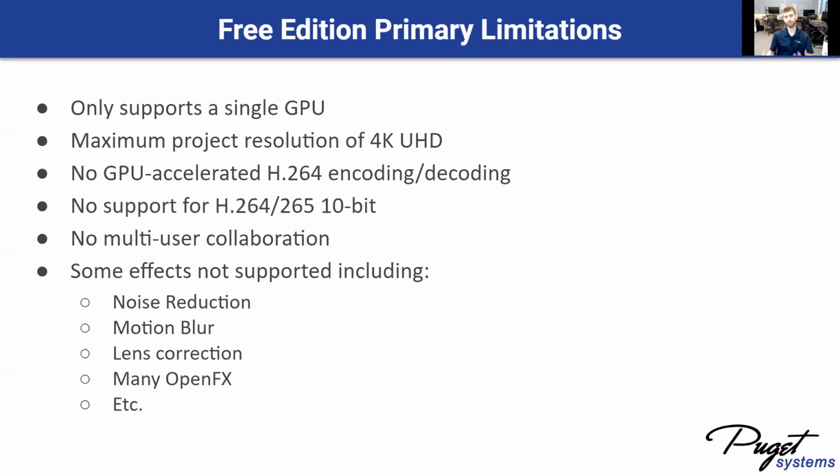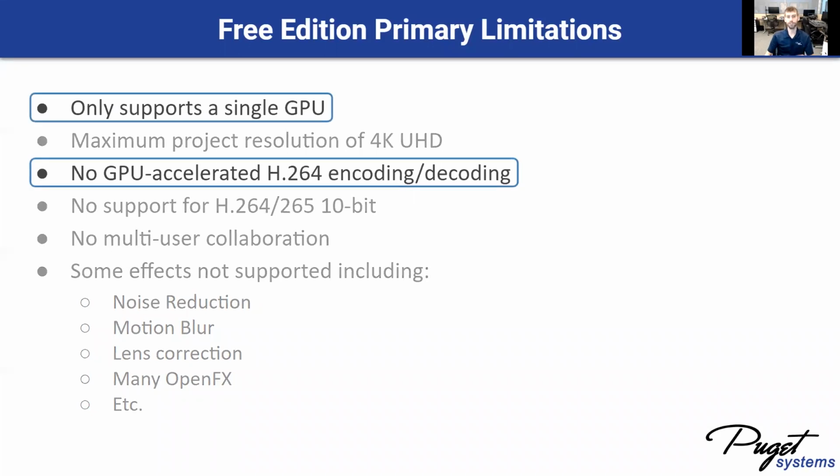In the context of this webinar, it's really these two that are the big ones. The fact that it only supports a single GPU, so it doesn't matter if you've got 4 super high-end GPUs, it's only going to use one of them, and the no GPU accelerated H.264 encoding and decoding, and that actually is by far the most important, I would say, even more than the fact that it only supports a single GPU. And that's strictly because most of the people that are using the Free Edition are using H.264.